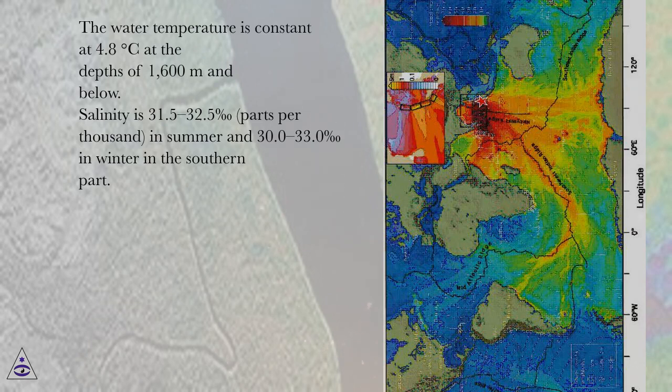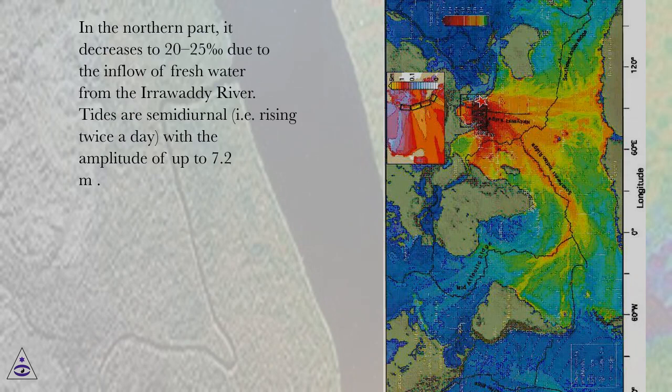Salinity is 31.5 to 32.5 parts per thousand in summer and 30.0 to 33.0 in winter in the southern part. In the northern part, it decreases to 20 to 25 due to the inflow of fresh water from the Irrawaddy River. Tides are semidiurnal, i.e. rising twice a day, with the amplitude of up to 7.2 meters.